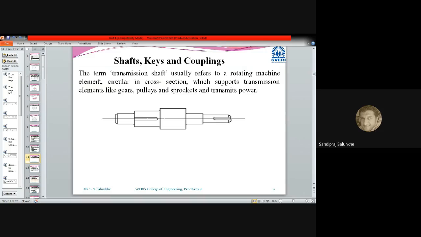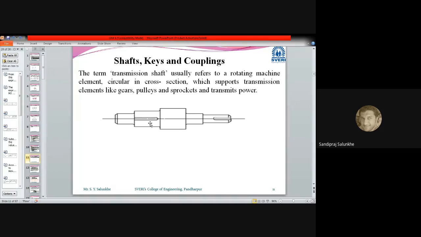Can you read it? The term transmission shaft usually refers to a rotating machine element. A shaft is usually rotating, circular in cross section normally, and supports transmitting elements. On that shaft, we assemble transmitting elements like gears, pulleys, and sprockets, and power is transmitted.